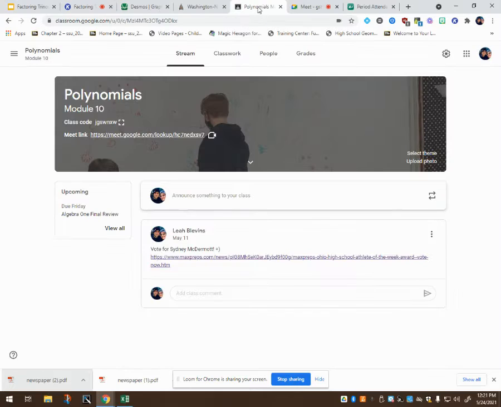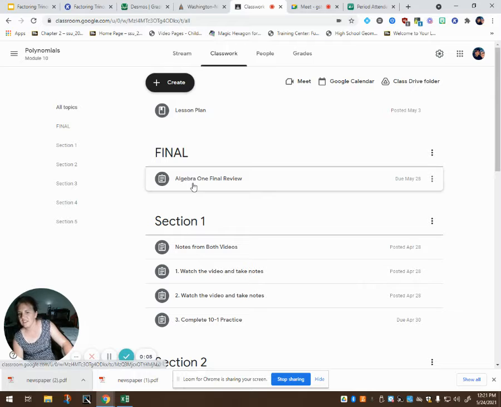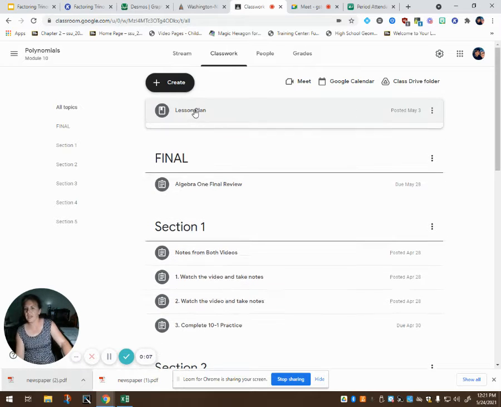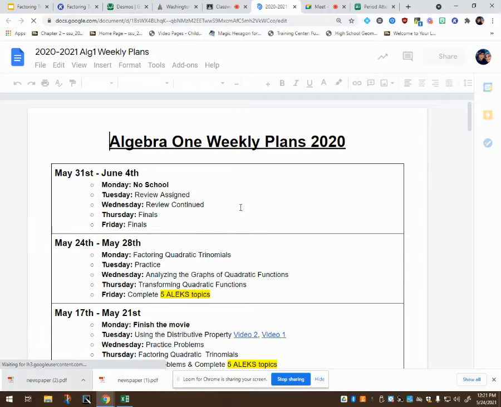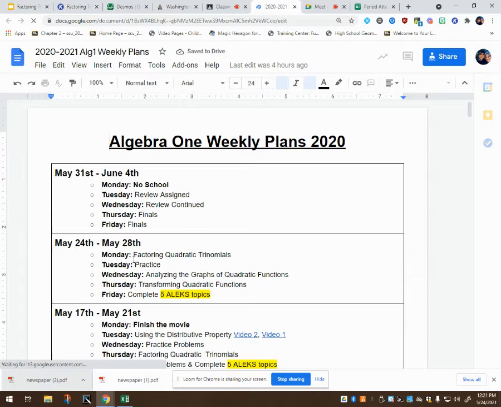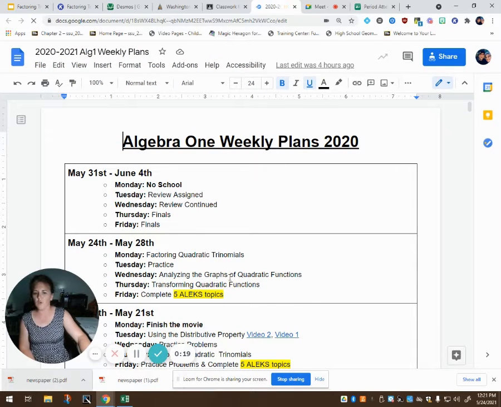I'll get there. Okay, so under classwork, you will see that we have the study guide posted. And if you look at your lesson plans, I went ahead and included them for the remainder of the school year. So this week we're going to look at factoring quadratic trinomials. We're going to do some practice problems tomorrow.